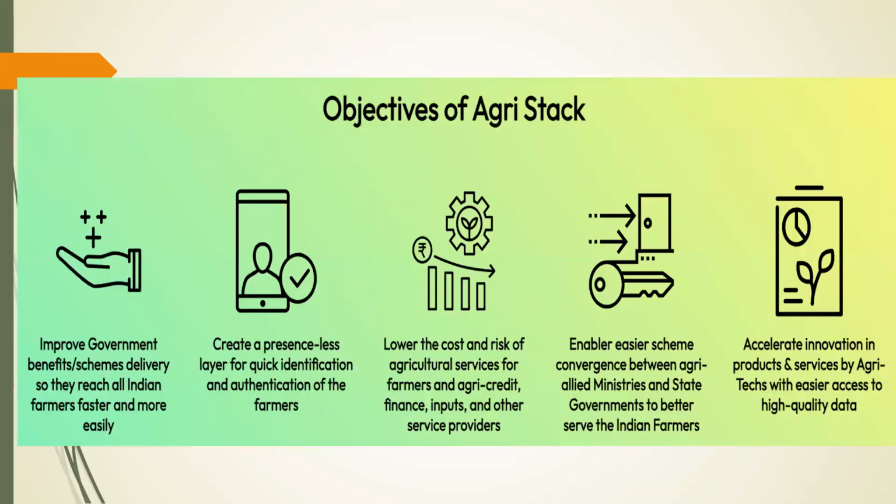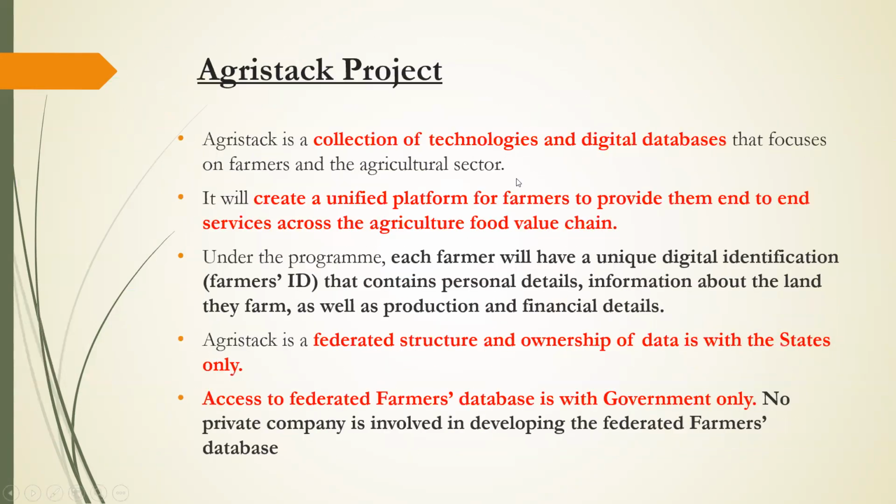Okay, now what are the objectives here? So the first objective is from the digital aspect, that is the government wants to ensure that the benefits that it is giving reach the farmer. Okay, the second aspect is quick identification of the beneficiaries involved. Okay, so a presence-less layer for quick identification and authentication of the farmer. Okay, the third one is lowering the risk of agriculture services, that is agri credit and all. It can be directly availed by the farmer. Easier schemes, okay, convergence of schemes, and at the same time, last is accelerating innovation regarding the same. Okay, so here when we talk about digital public infrastructure, please go through this aspect.